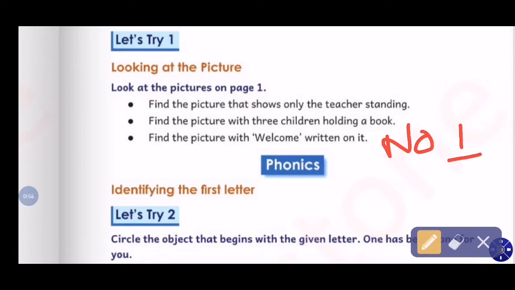So I hope you all have got the answer. So this answer you have to do in your HW also.